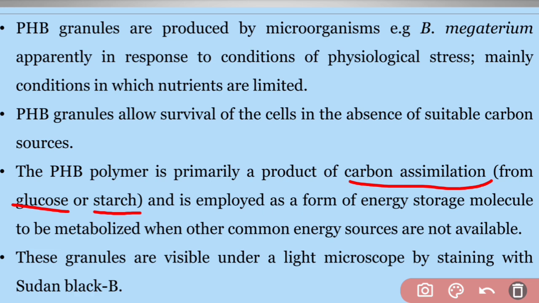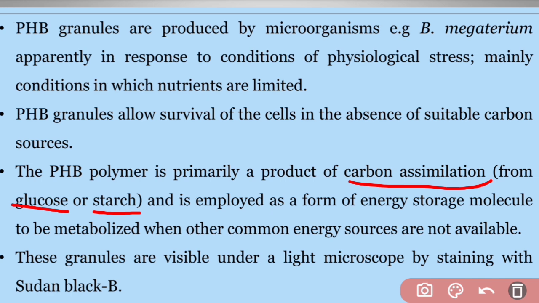The bacterial cell uses them when such easily preferred carbon sources such as glucose are unavailable in the media. When the cell is facing a nutrient depletion, at that time the bacterial cell will utilize those PHB granules. They will be used as a carbon source and energy source.